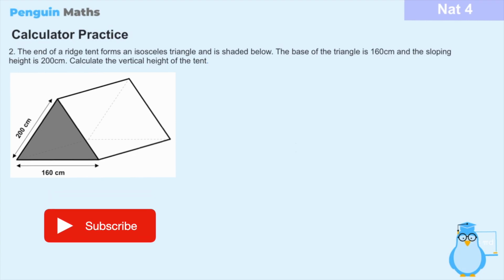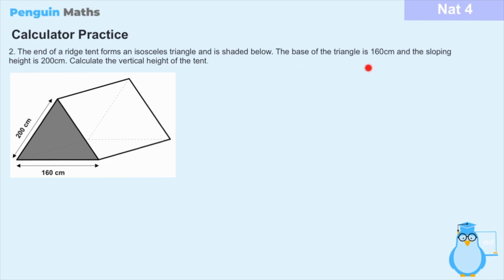We are told that the end of a ridged tent forms an isosceles triangle and is shaded below. So we can see here it's almost like a prism shape, and this is meant to be the end of the ridged tent, and this is the shaded surface. So we can see here we have an isosceles triangle, which just means that we have two sides that are equal and two angles that are also equal.